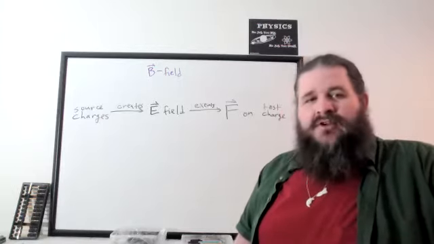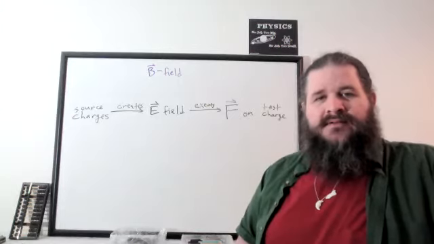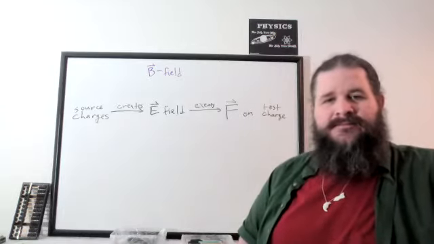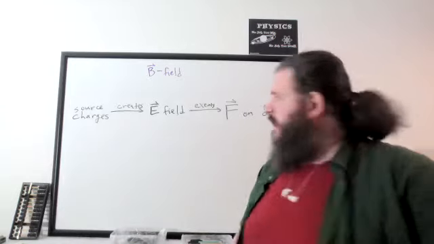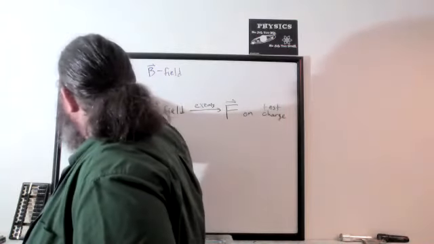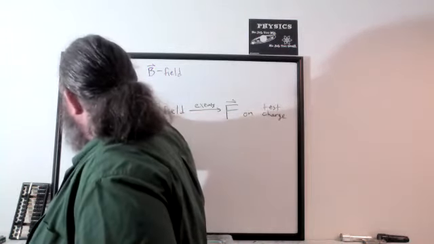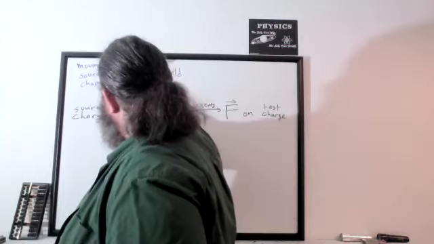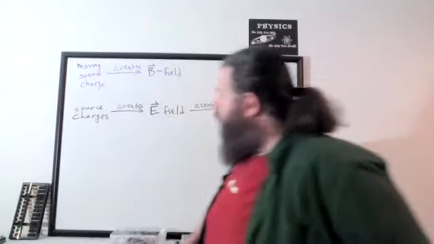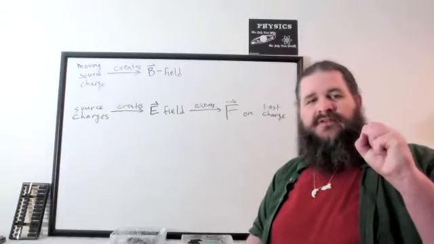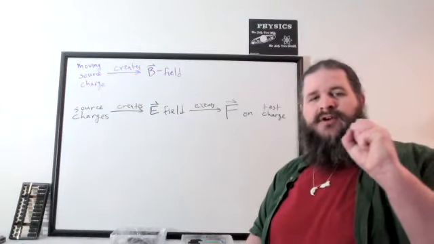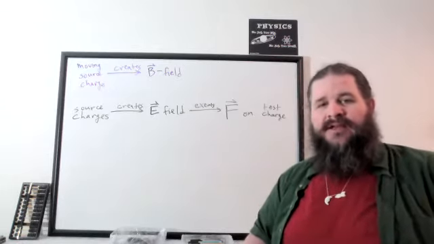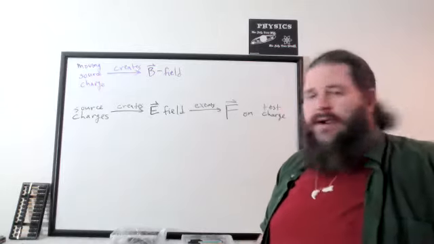And what has to be happening to create a magnetic field in the first place? It's not just created by any charge. What does the source charge have to be doing to create a magnetic field? Yeah, it's got to be moving. A moving source charge creates a magnetic field. So if you have just a charged object, it creates an electric field, but it doesn't create a magnetic field. If the charged object is moving, it creates an electric field because it's charged and also a magnetic field because it's moving. So a magnetic field requires the source charge to be moving.